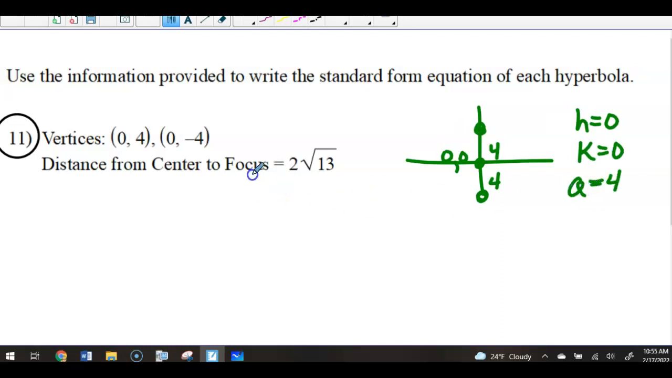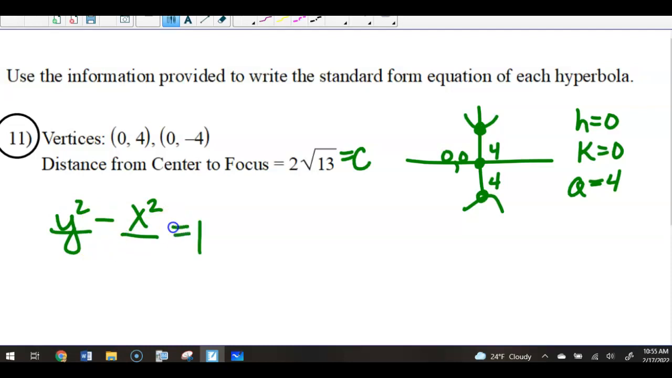And this distance to the focus I talked about on the last explanation, but this is going to be C. All right, so opening up and down and having an A value of 4 and a center at 0, 0 will be y squared minus x squared, because the center's at 0, 0, and the y squared because it's going up and down, and A squared goes under the positive term here, so we're going to get a 16.